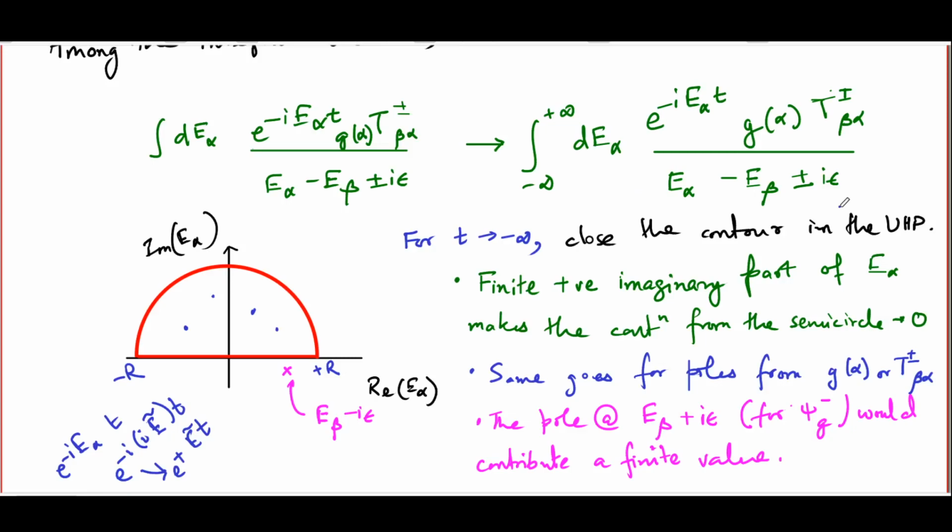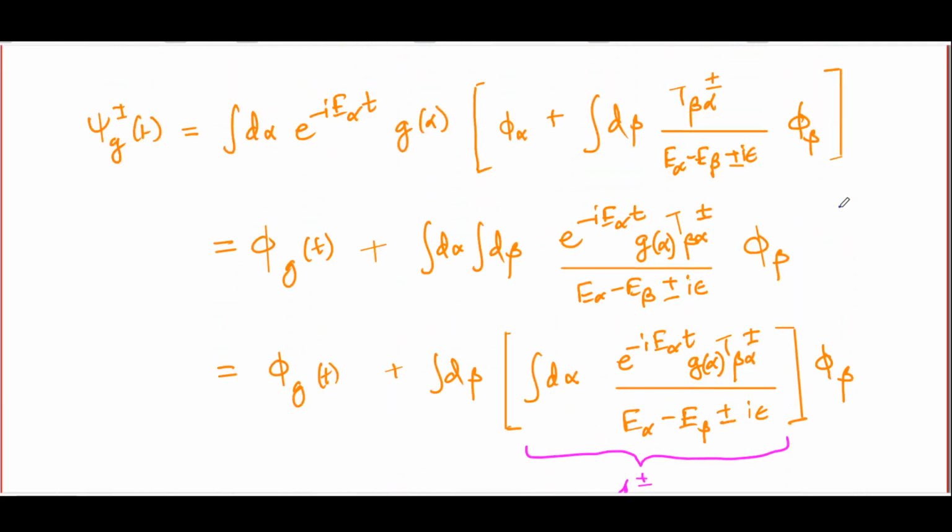However, if we have chosen the plus sign for the denominator, as we have done for psi plus, what we end up with is none of the poles from G alpha or T plus minus beta alpha contribute. And the only pole from the denominator which could have contributed is actually outside the contour. Hence, this contour integral would actually vanish. Therefore, in the limit t going to minus infinity, the additional piece in our Lippmann-Schwinger equation will not contribute anything. In other words, in that limit, psi g plus t will exactly match phi g t, the other term simply vanishing because of the reasons that we have outlined right now.